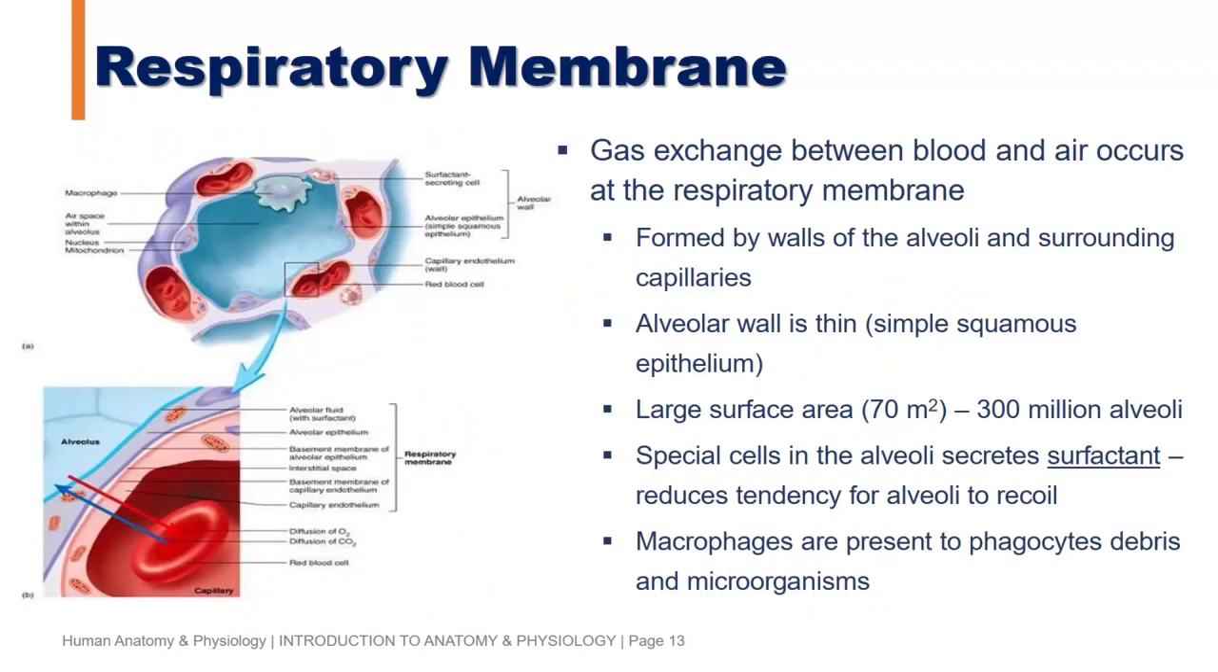Respiratory membrane. This is where gas exchange between blood and air occurs. It is formed by walls of the alveoli and surrounding capillaries. The alveolar wall is thin, due to the simple squamous epithelium. It has a large surface area. Special cells in the alveoli secrete surfactant, which reduces the tendency of alveoli to recoil. Macrophages are present to phagocytize debris and microorganisms.